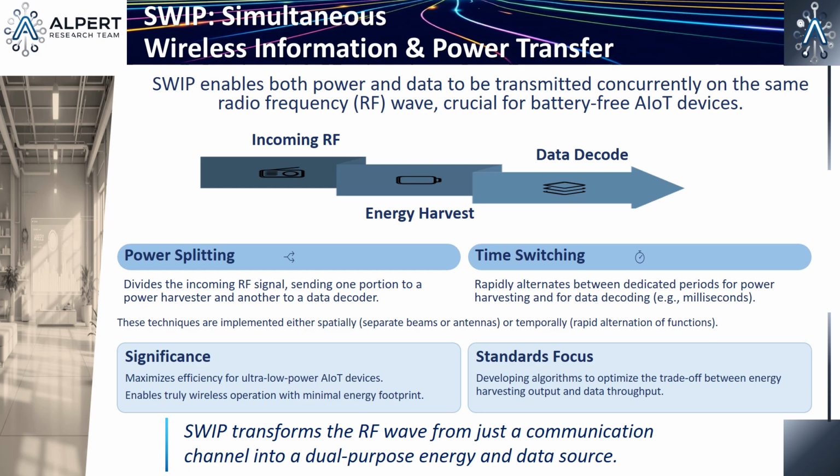And this brings us to SWIPT, simultaneous wireless information and power transfer. SWIPT is a game changer for efficiency. There are 2 main ways to do it. The first is called power splitting. You just divide the signal. It literally splits the incoming RF signal. Some of it goes to the power harvester, and the rest goes to the information decoder. The other method is time switching, where you rapidly switch between the 2 functions. Exactly. For a few milliseconds, you're only harvesting power. For the next few, you're only decoding data. You just alternate back and forth very quickly.